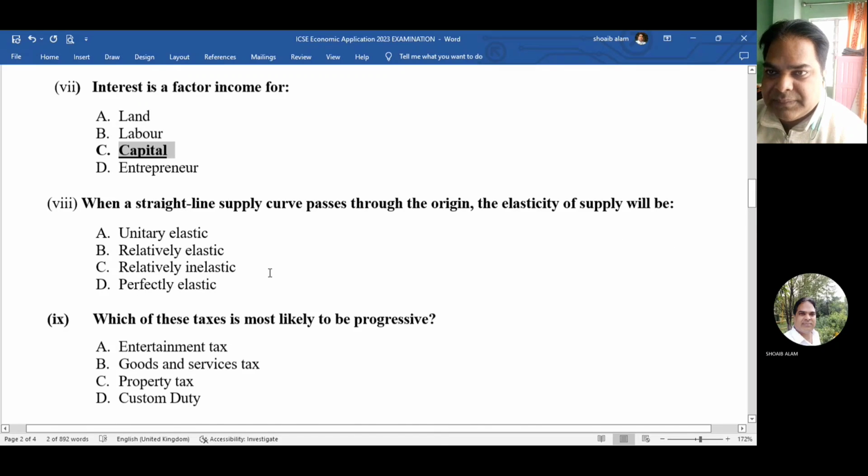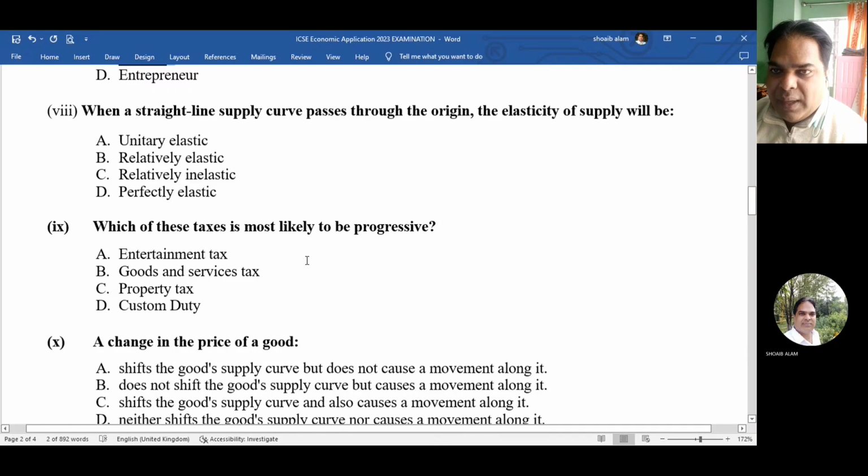Now number 8. When a straight line supply curve passes through the origin, the elasticity of supply will be: unitary elastic, relatively inelastic, perfectly inelastic. So what will be the answer? It will be unitary elastic. Okay, A will be the correct answer.